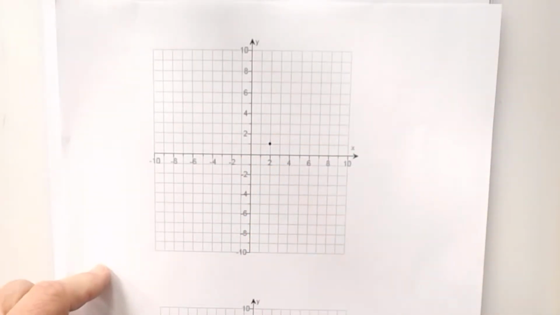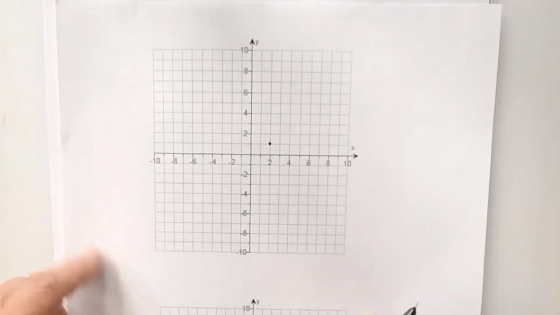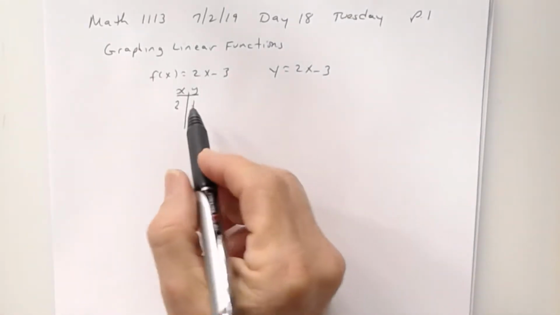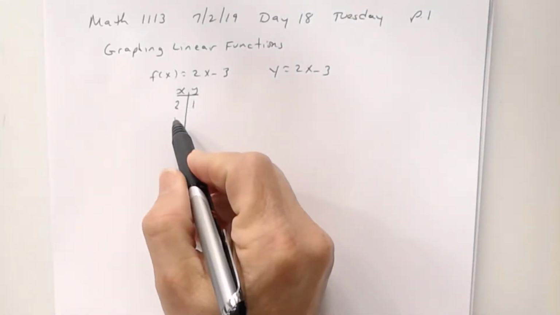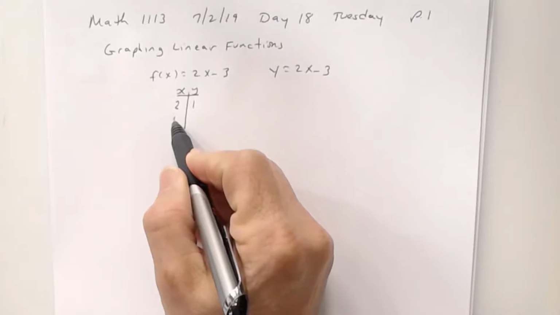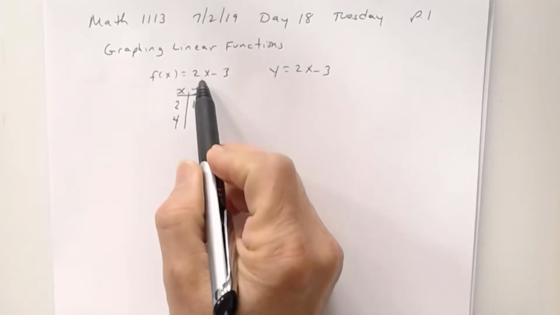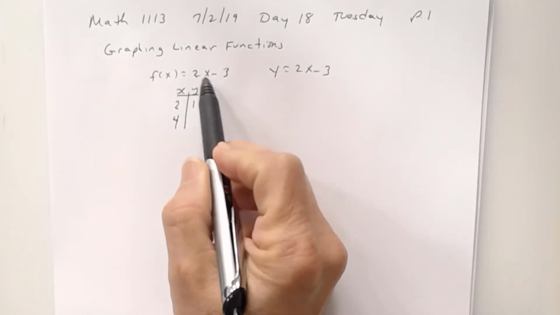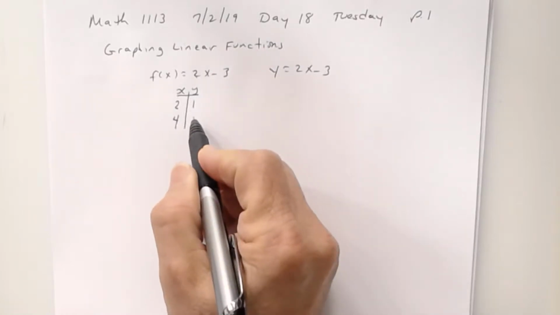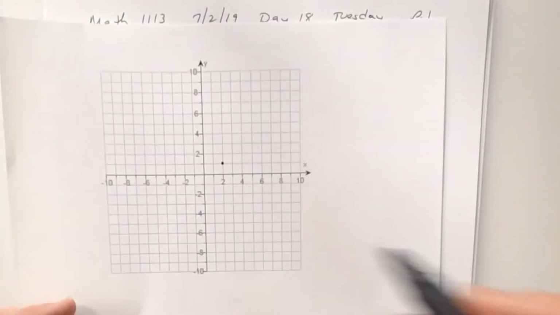And remember, to graph a line, you need how many points? 2. We normally use 3 just in case one of our points is incorrect, because they're all supposed to lie in the same line. They're supposed to be collinear. All right, give me another value for x. 4? So if x is 4, 2 times 4 is 8. 8 minus 3 is 5. So I plot the point 4, 5.